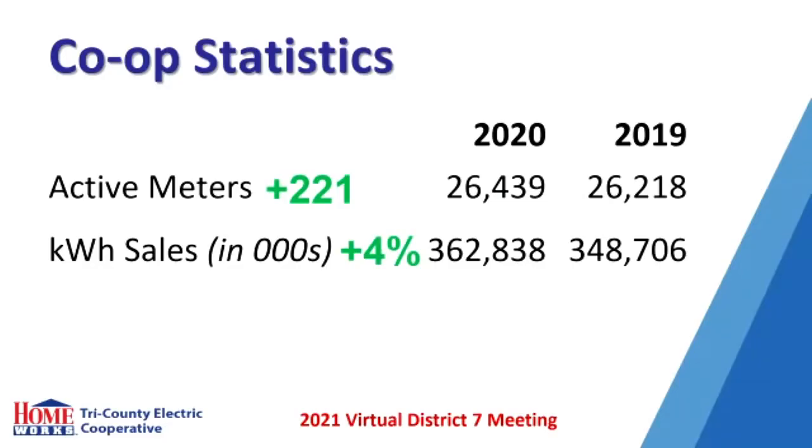Moving on to our financials, you'll find a detailed financial report on pages 8 and 9 and 12 and 13 of your district meeting booklet. As you can see, your co-op is continuing to grow slowly and steadily with a net of 221 new active members in the past 12 months. Energy sales are also up slightly from last year, with a 4% increase in kilowatt hour sales over 2019. Our overall financial numbers are strong, and I'm proud to report that the financial status of both the cooperative and our subsidiary is very healthy.